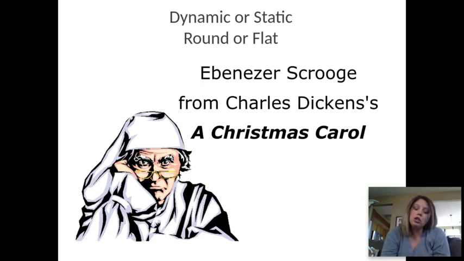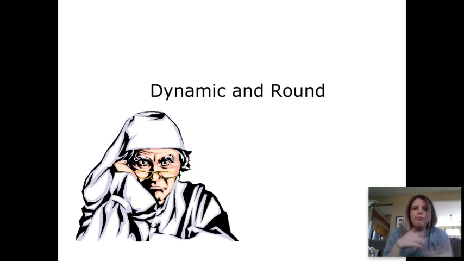Do we know a lot about him or do we not? So take a second and think about it. Is there change? Yes or no? And do we know a lot about him? Yes or no? Hopefully you said dynamic and round because he definitely goes through a change. He starts off as a grumpy old man who hates Christmas. And by the end of the novel, he is the definition of a Christmas lover. And round because we know a lot about him. We see the ghost of Christmas past, Christmas present, Christmas future. So we learn a lot about his background, a lot about why he is the way he is. So he is dynamic and round.